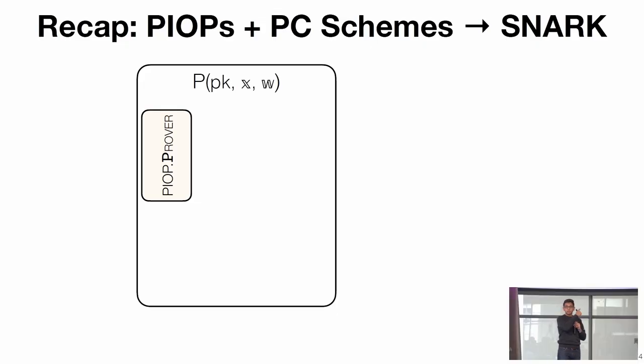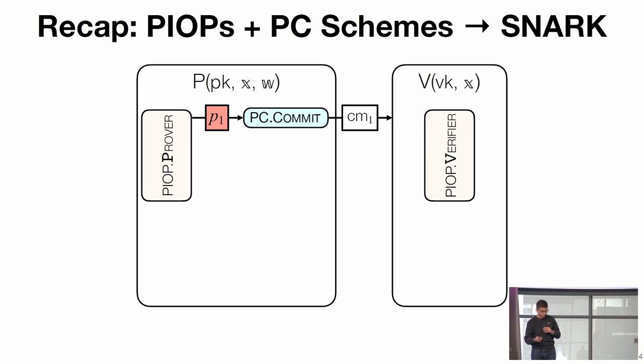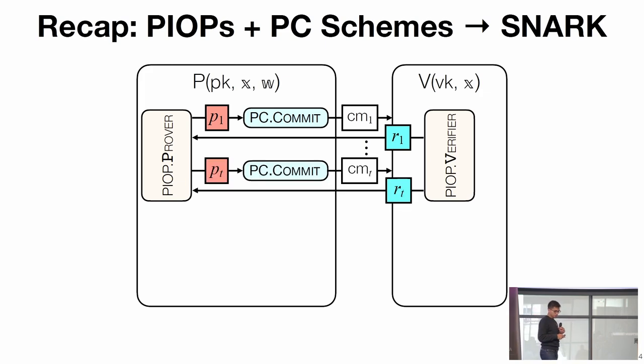So in these SNARKs, which rely on these polynomial IOPs, the zkSNARK prover runs the polynomial IOP prover. And the same thing for the verifier, it runs the polynomial IOP verifier. The prover produces some polynomial, you commit to it using a polynomial commitment, and send over the commitment. The verifier runs the PIOP verifier, you send back the challenge, whatever.